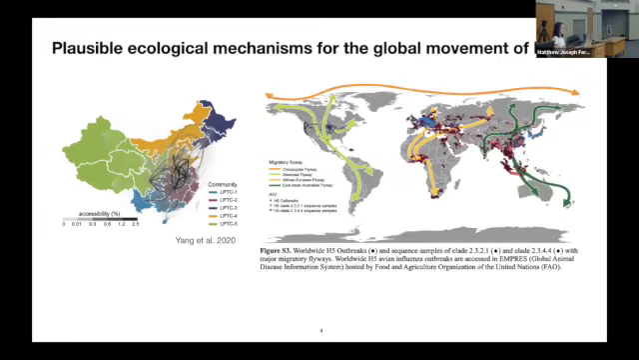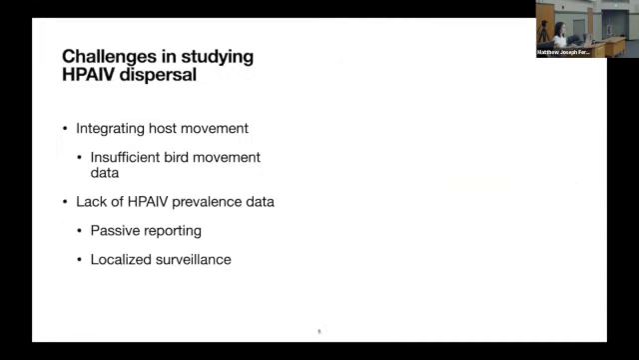And what about the global scale? If we simply overlay the bird migration flyways with the avian influenza outbreak points, as shown in this map, we see there are many overlaps. But how can we quantify this possible association? And does the live poultry trade contribute to the global dispersal of the virus as well? So this is our first question.